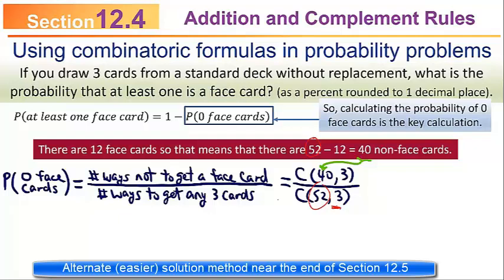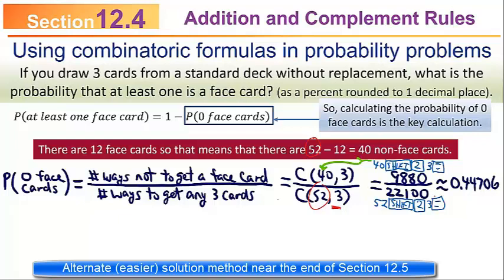So it's a combination of 40 things taken 3 at a time, that's the number of ways to get anything but a face card, over a combination of 52 things taken 3 at a time. That's when you don't care what the cards are. You're drawing 3, but you don't care what they are. And in case you really have forgotten your shift combinations to get your calculator answer, I put them there for you. I hope you didn't need it.